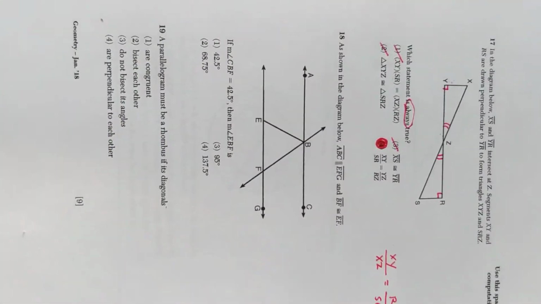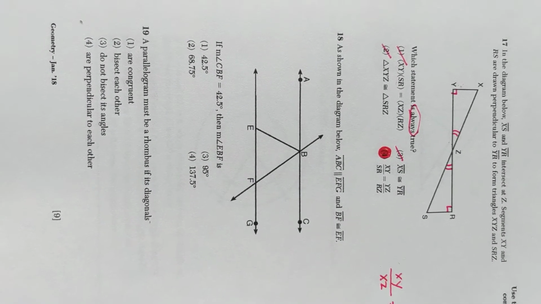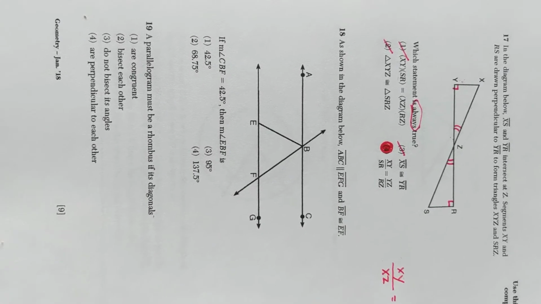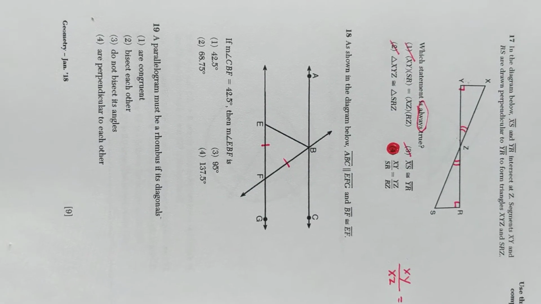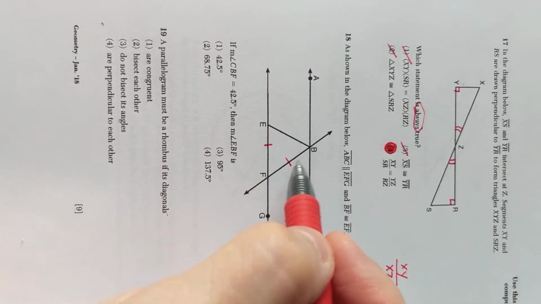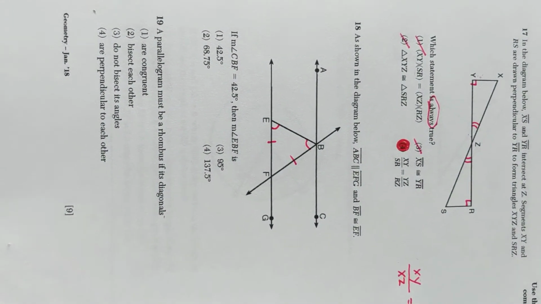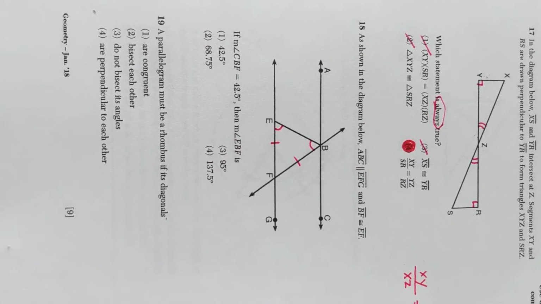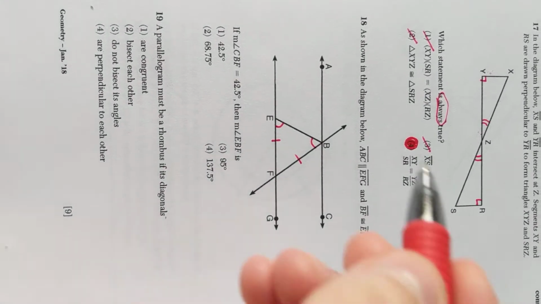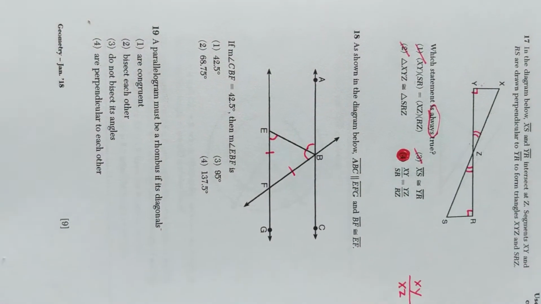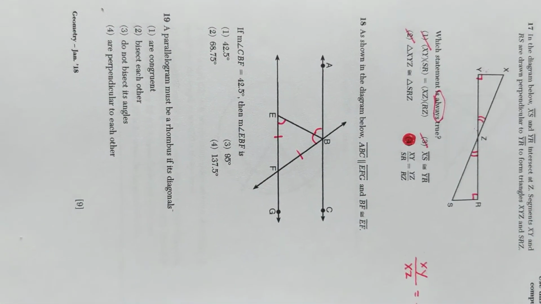Okay. Number 18. As shown in the diagram below, ABC is parallel to EFG, and BF is congruent to EF. So this is congruent to this, which means we have an isosceles triangle, and when two sides of a triangle are congruent, the base angles are congruent. So that's something you should add right away. The parallel lines are going to give us some cool stuff like alternate interior angles, so that means that this angle is actually also congruent, because alternate interior angles are congruent.